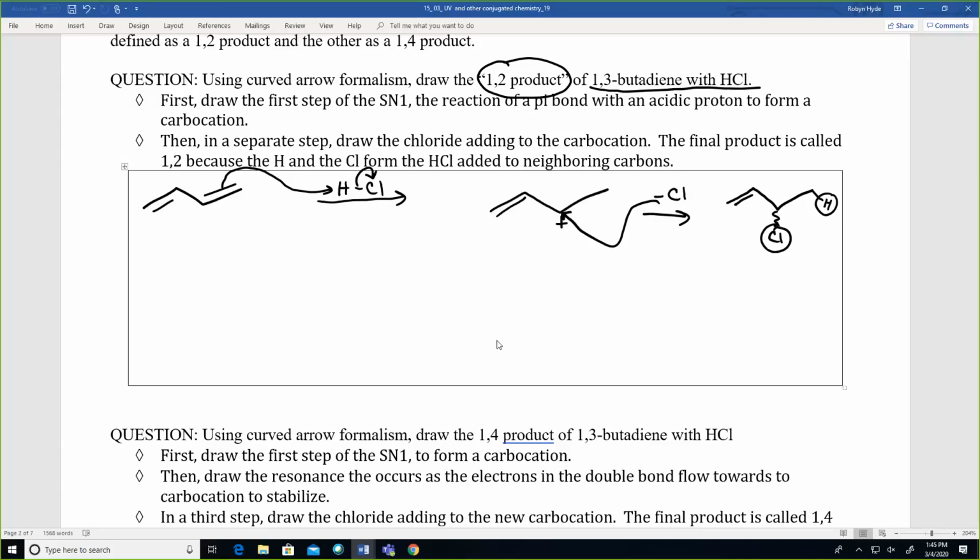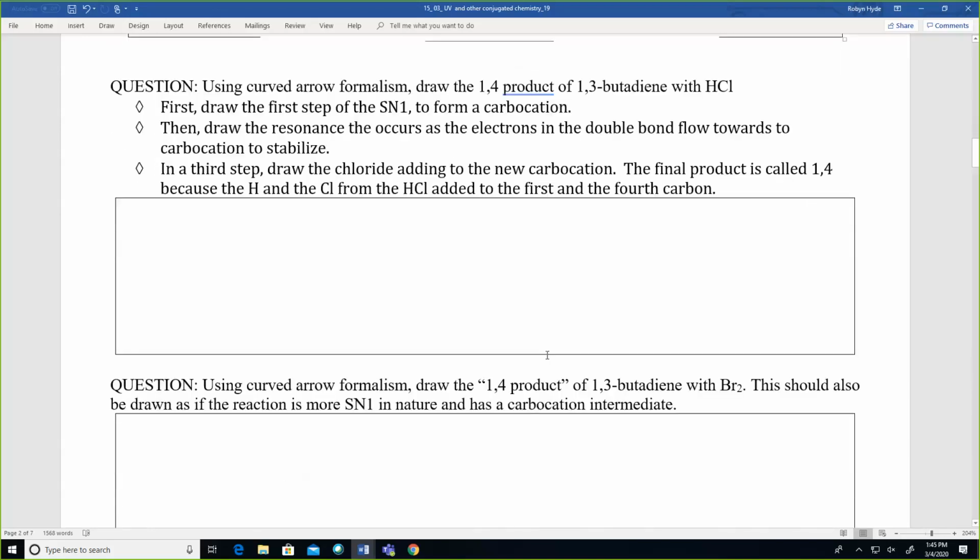But is this the only way the chemistry might proceed? The answer is no, and we as organic chemists love to look at all of the options, explore all of the options. So let's go ahead and go to the next problem. And so then we're going to work on drawing the 1,4 product of 1,3-butadiene with HCl.